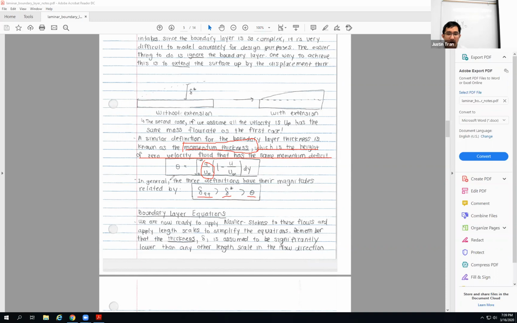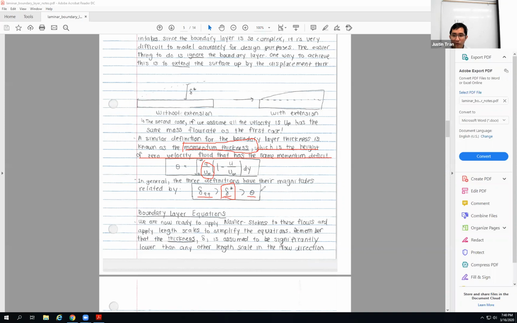They're all right. They all are correct and they're all valid definitions. It really depends on the application that you're going to be looking at and how you're going to be considering the boundary. We've already talked about one practical definition for delta star. If you want to run a cheap simulation with slip and you want to maintain the same mass flow rate, you can use delta star. But delta 99 has its obvious application just by being simple to understand. And then the momentum thickness is also good for other things.